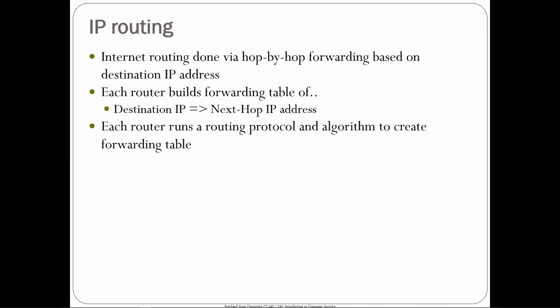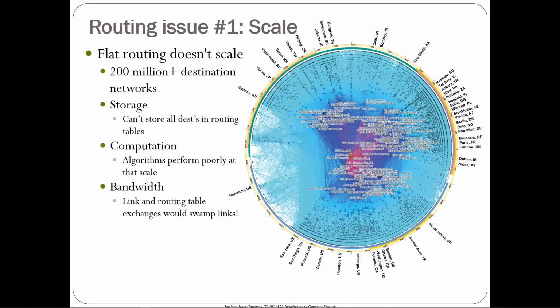Now you can think of this problem and be like, wow, that's an enormous routing protocol and an enormous forwarding table that every router has to keep track of. And that's a problem. If you do this in a flat manner, where every single router has to communicate with every other router to figure out a routing table, this doesn't scale. You've got more than 200 million destination networks. You can't store this efficiently. You can't compute this efficiently. And it's going to take a whole bunch of bandwidth to exchange topology information.